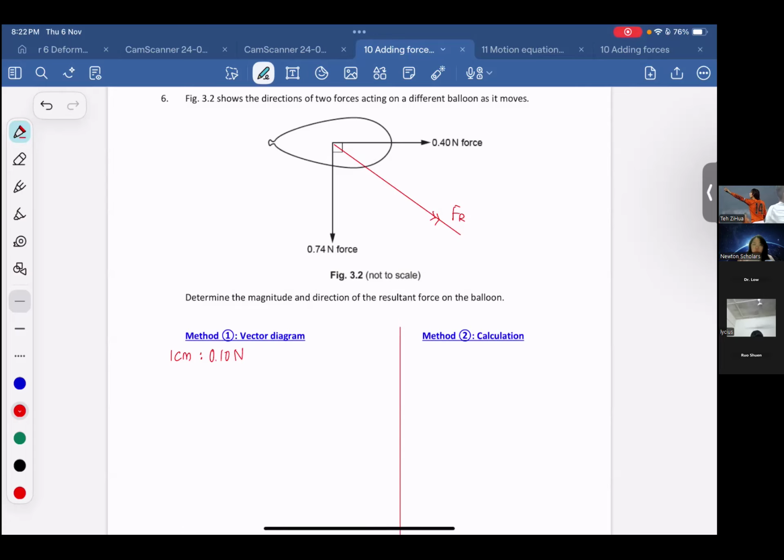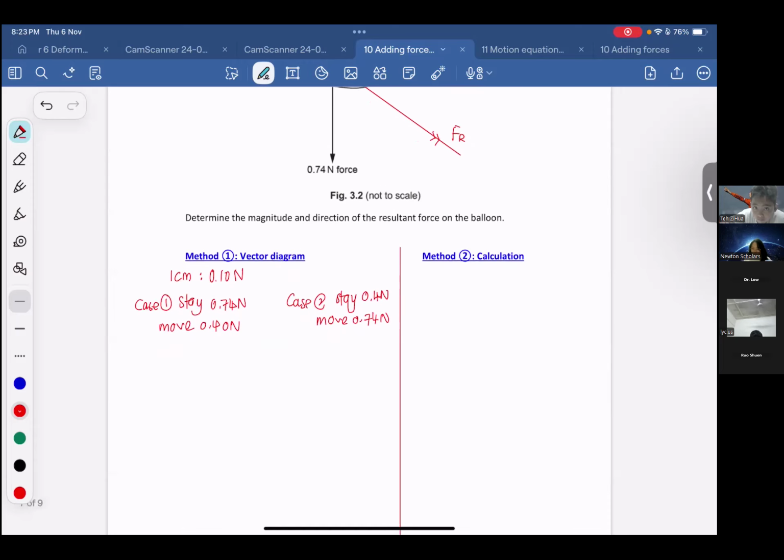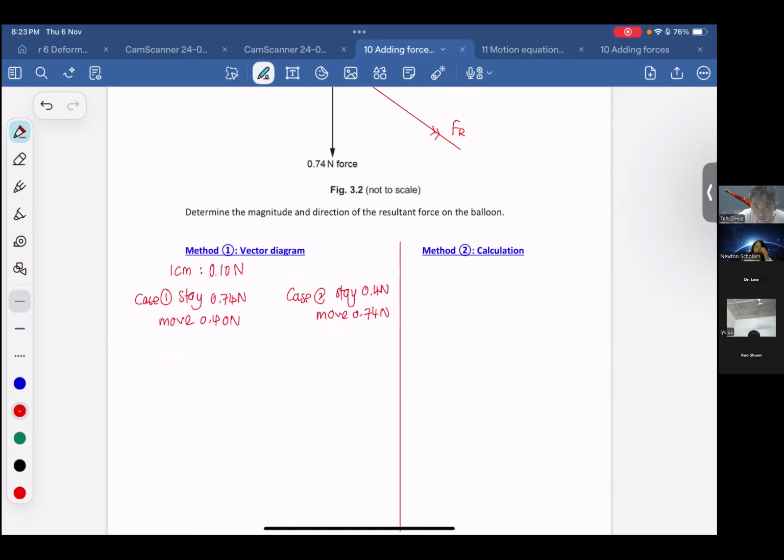You can have two ways to solve the problem. Case 1: we stay 0.74 Newton, then move 0.40 Newton. Case 2: we stay 0.4 Newton, then move 0.74 Newton. Okay, can you try before I give you the answer?